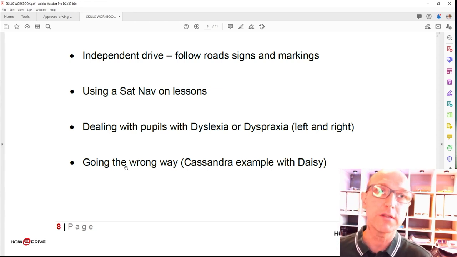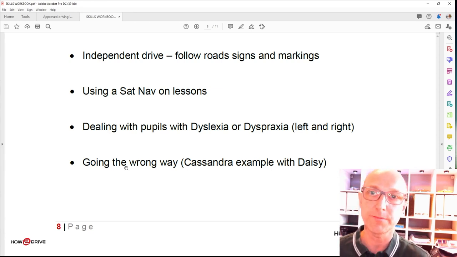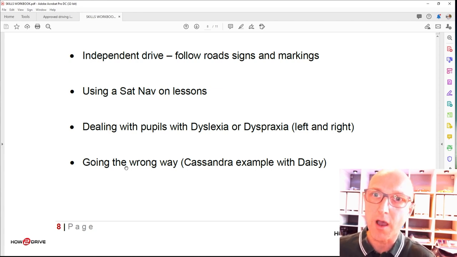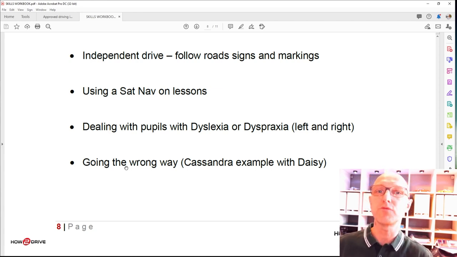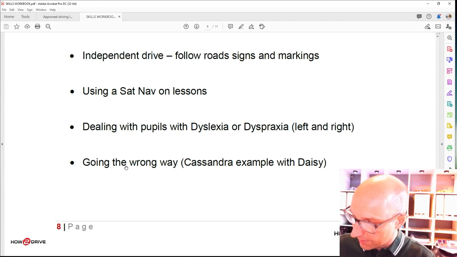You know, think about the law. Why is it such an offence, a 6-point offence and a £200 fine for using a mobile phone? It's because we're being distracted. It's highly dangerous. There's so much risk associated with it. So equally, if we're distracting our pupil with too much information, that's bad, isn't it? We don't want to be doing that. So think about that if your pupil keeps going the wrong way.